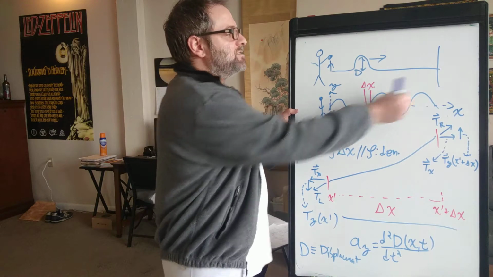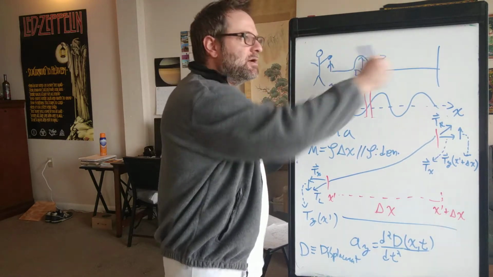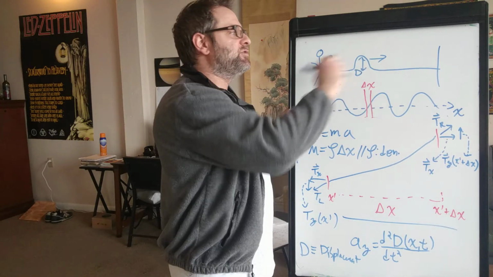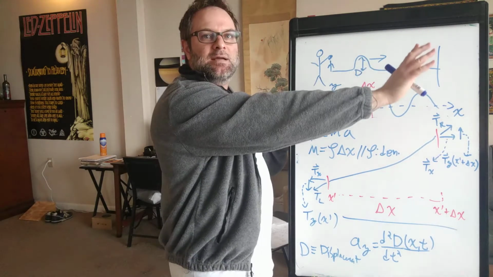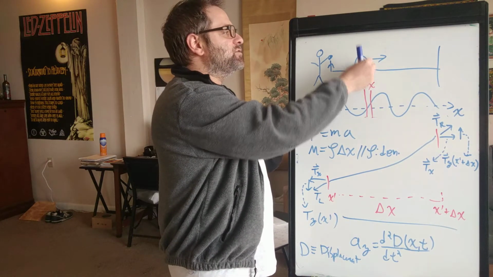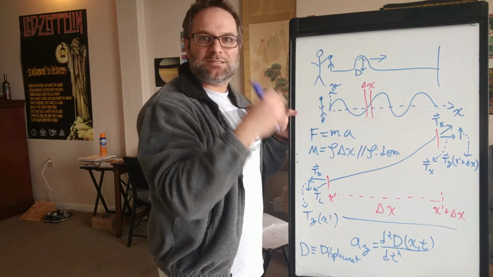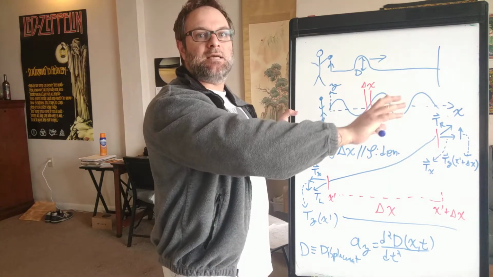This little piece doesn't move this way. It just goes up and down. It just looks like a wave moves to the right, but really nothing is moving to the right. The rope is staying stationary in the x direction. It's the individual little bits of it that are moving up and down in the y direction. That's what makes it look like there's something moving in the x direction.